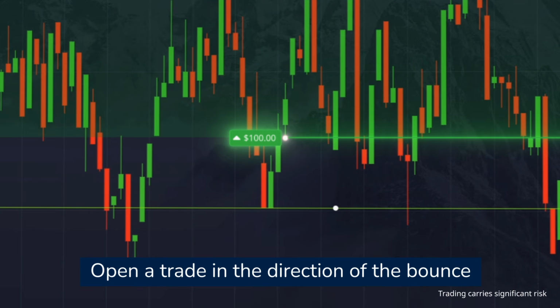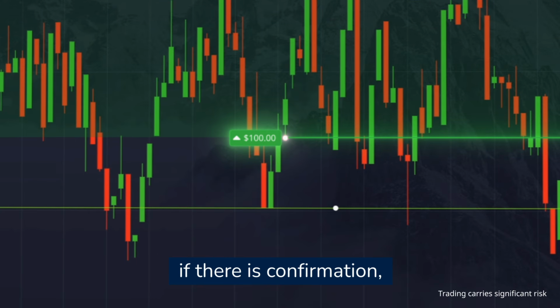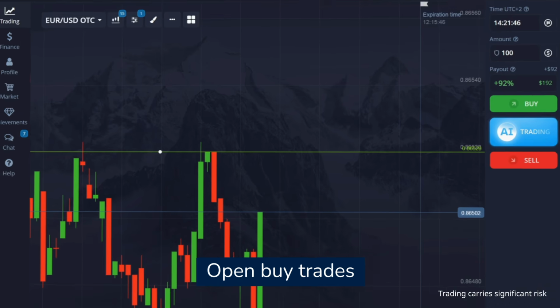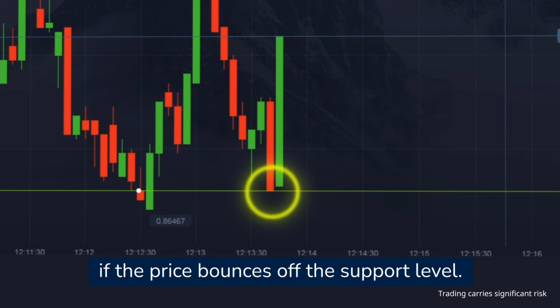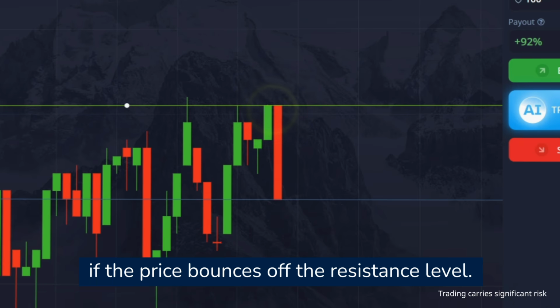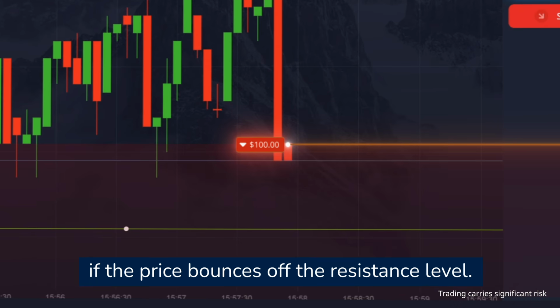Open a trade in the direction of the bounce if there is confirmation and the candle moves away from the level. Open buy trades if the price bounces off the support level. Open sell trades if the price bounces off the resistance level.